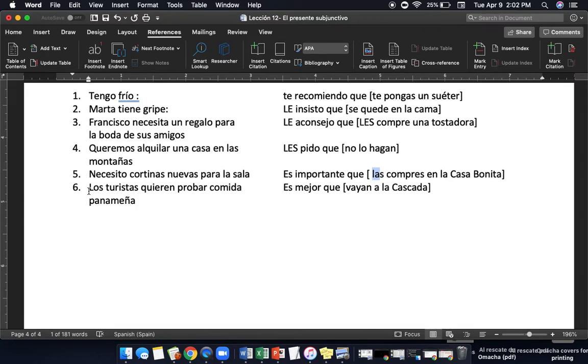And then last but not least, the tourists, they want to try Panamanian food. Okay, so I'm going to tell them, I kind of know a little bit of Panamanian cuisine. I'm saying, well, es mejor que, it is better that they go to Cascada. Fabulous restaurant. Es mejor que vayan a Cascada.